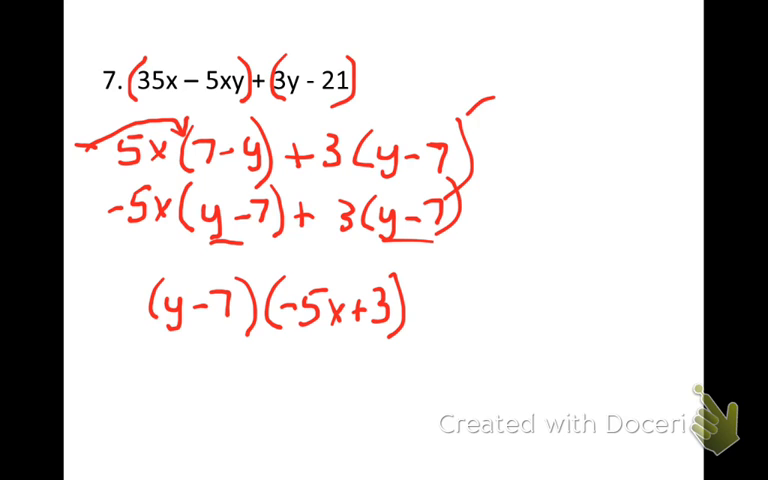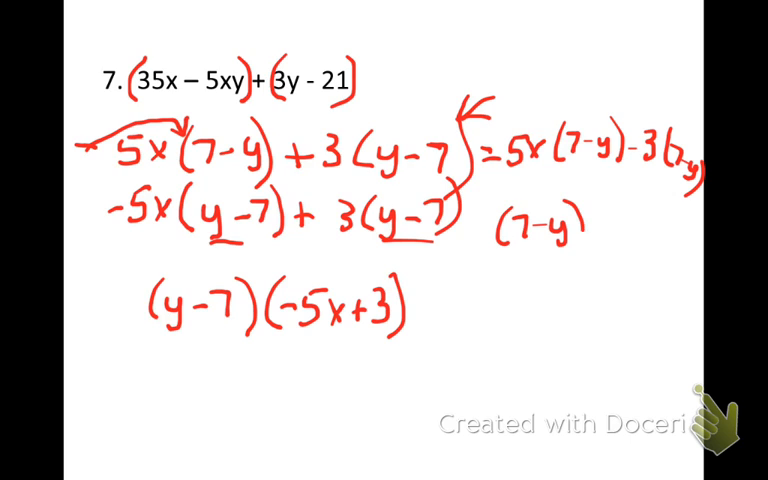Now, could you have factored out a negative 1 here? Yes, you could have. And so if you did that, you would be left with 5x times 7 minus y minus 3 times 7 minus y. Then you have a 7 minus y in common, and you're going to get 5x minus 3, and those are equivalent answers. So something to pay attention to on that.